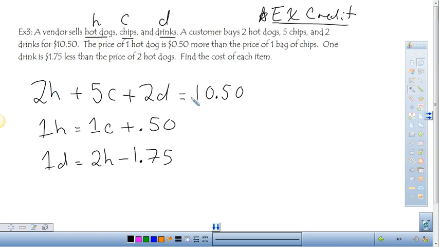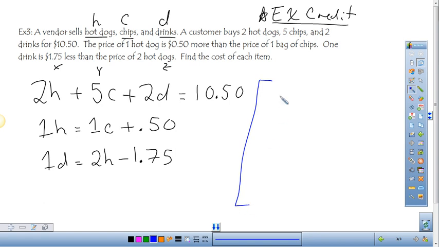So H, C, and D, you can replace them with X, Y, and Z if you want to. I don't care. It's just whatever order they're in, first, second, and third. That last matrix for your answer will be first, second, and third. Okay? So let's bust this into a matrix, shall we?